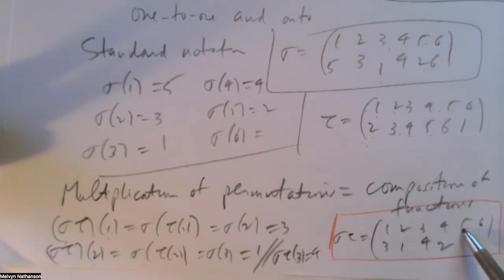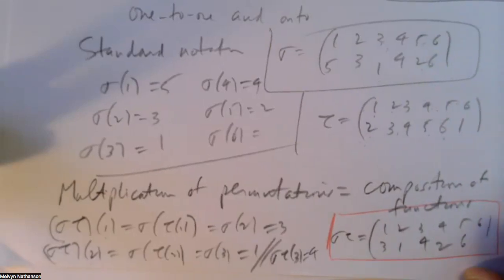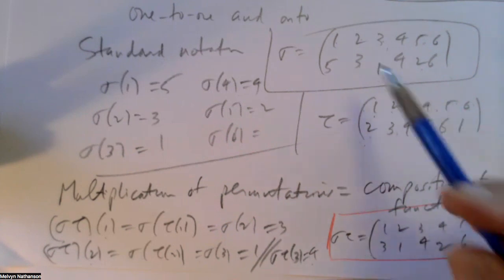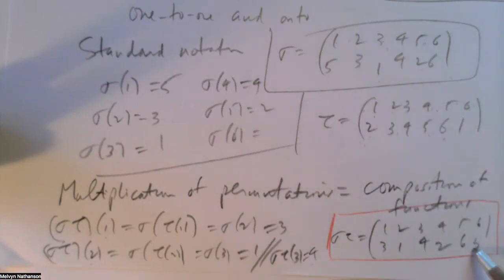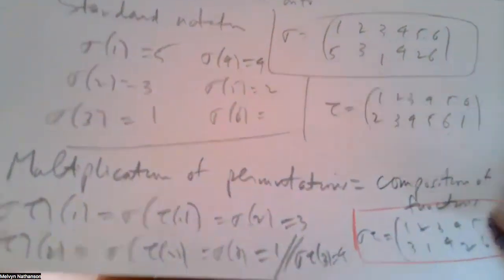What is sigma tau of 5? Tau sends 5 to 6, and sigma sends 6 to 6. So we end up at 6. What is sigma tau of 6? Tau sends 6 to 1, and sigma sends 1 to 5. So sigma tau is the permutation 3, 1, 4, 2, 6, 5. Okay. Any questions about this? This is a basic calculation you have to learn how to do in algebra.